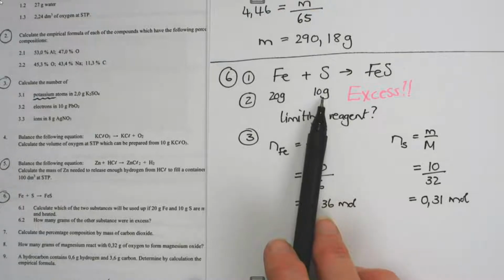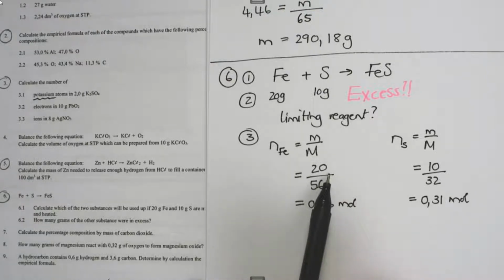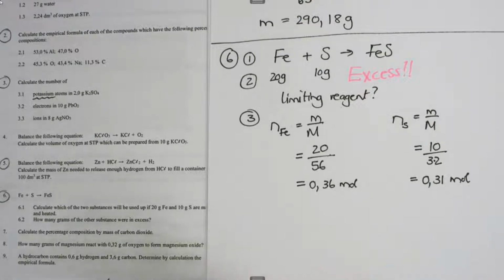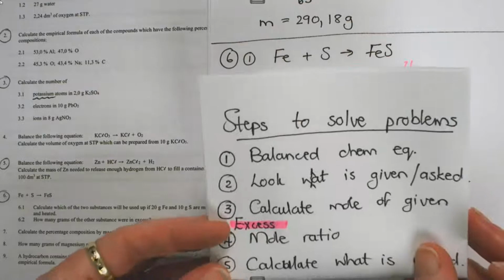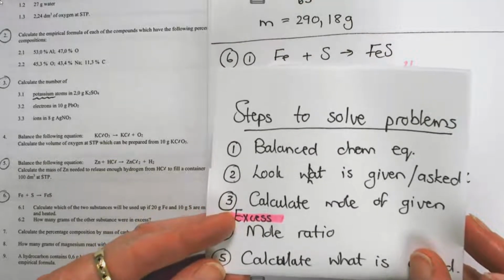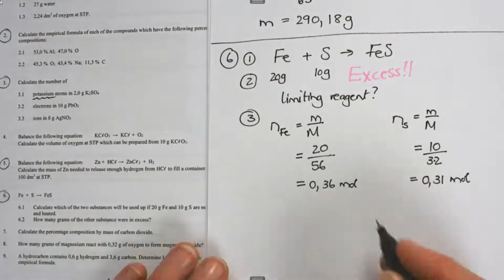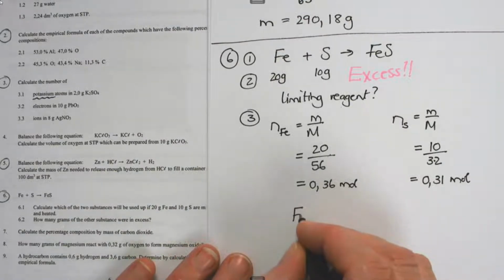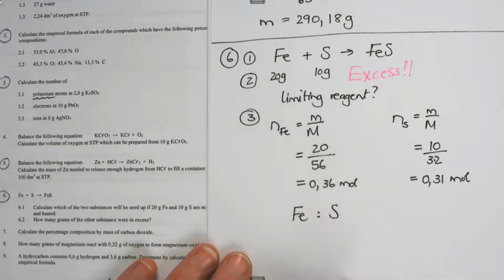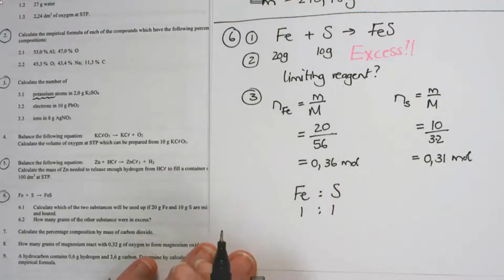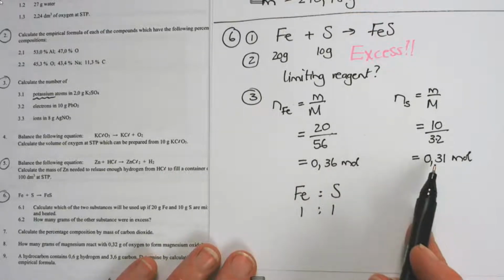Step 2, what is given and asked. Step 3, I've calculated the mole of given, but because there's 2 givens, I've calculated twice. Okay, now on that little page of mine, you will see calculate the mole of given, and now I must first do the excess before I do the mole ratio. Okay, now if I look at this one, I see Fe to S, and the mole ratio is 1 to 1. So that means they are supposed to be the same.